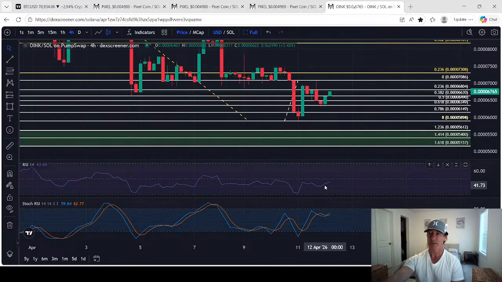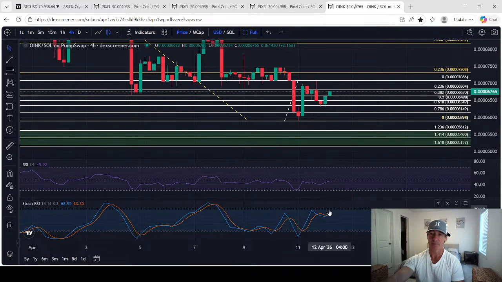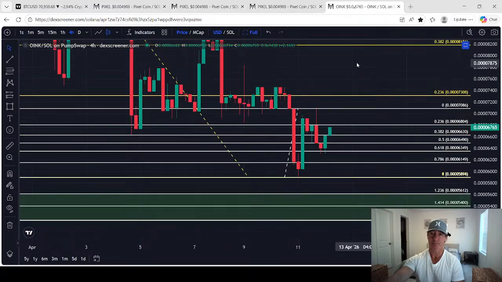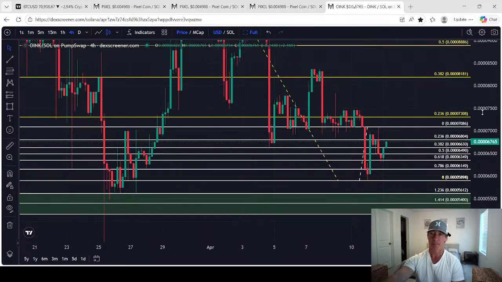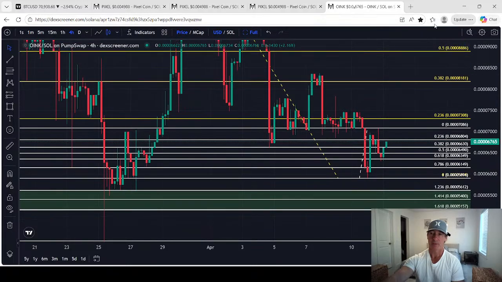RSI, this is the 4-hour time frame, trending up. Let's break the 50 line and keep going higher. Same with our stock RSI, trying to trend up. So that is Oink. Let me go ahead and I'll bring up Soul Boy.